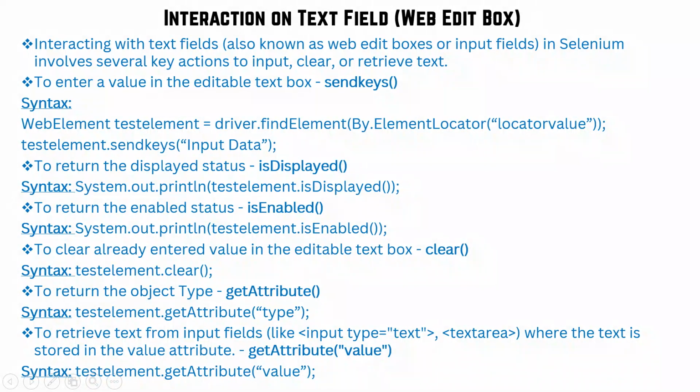And if you want to get what value was already entered, you need to use getAttribute value, so that value will be retrieved as output. To retrieve text from the input field, especially for a text box or text area where the text is stored in the value attribute, you need to call getAttribute value. Apart from that, the getAttribute method is also available, through which you can get all the attributes printed in the console, or wherever required you can store it in some relevant variable and use it at a later point of time.